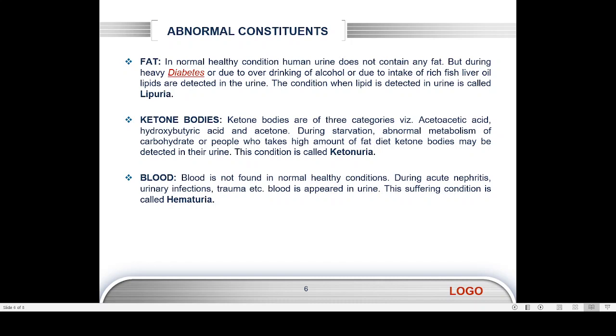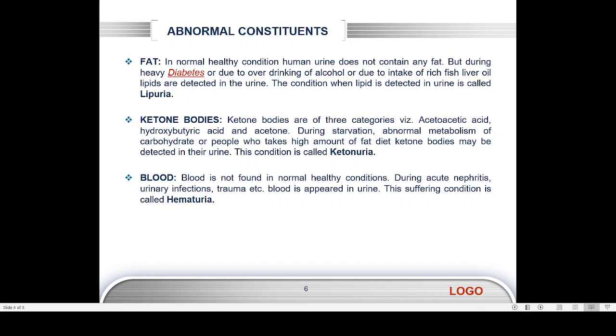Ketone bodies are of three types. They are acetoacetic acid, hydroxybutyric acid and acetone. These are the three different types of ketone bodies: hydroxybutyric acid, acetone and acetoacetic acid. Now normally ketone bodies are not present in your body.